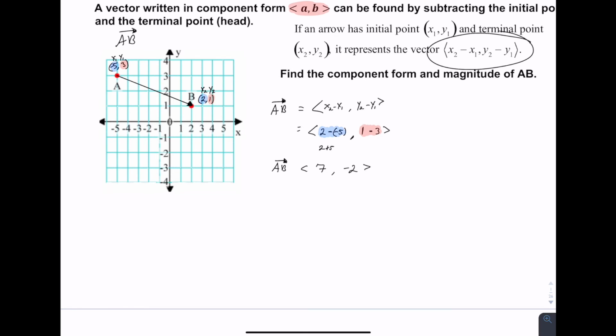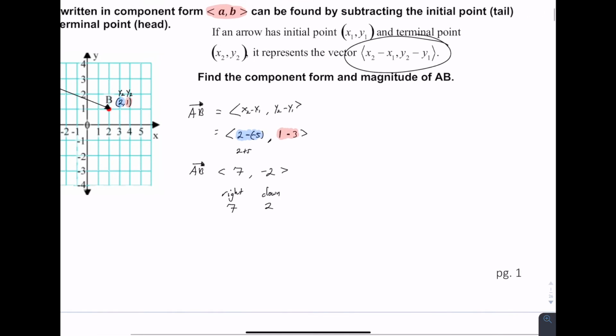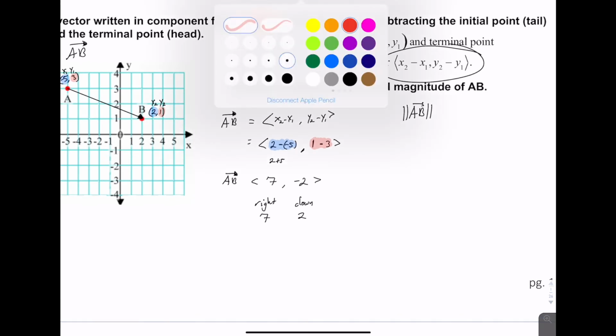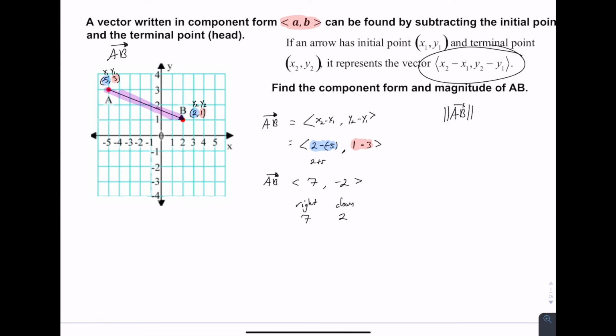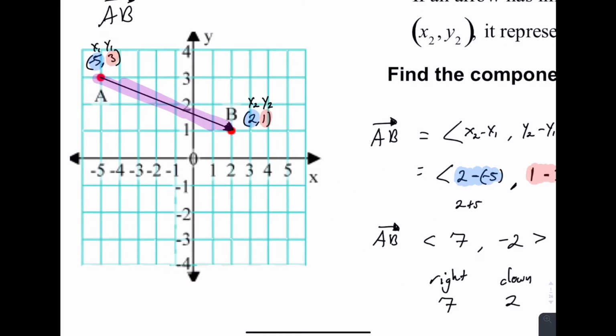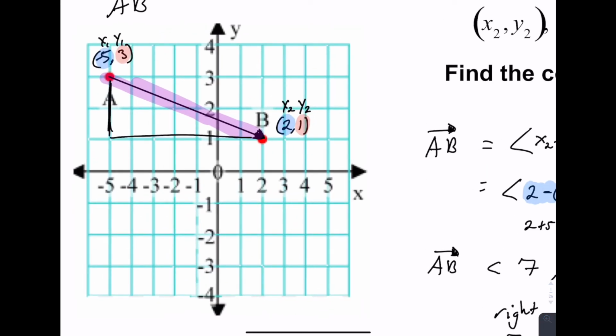And that is the vector form, or component form, of this vector. Okay? This means it goes right 7, down 2. Okay? Now, to get the magnitude, this is the symbol you want to use for magnitude. It would be AB, with double bars on both sides. That just means the length. So I'll do this in purple. That means the length of the line. Okay? And if you notice, this is a triangle right here. So I'm going to zoom in for a second. This is a triangle. And I can figure out the length of that using the Pythagorean theorem.